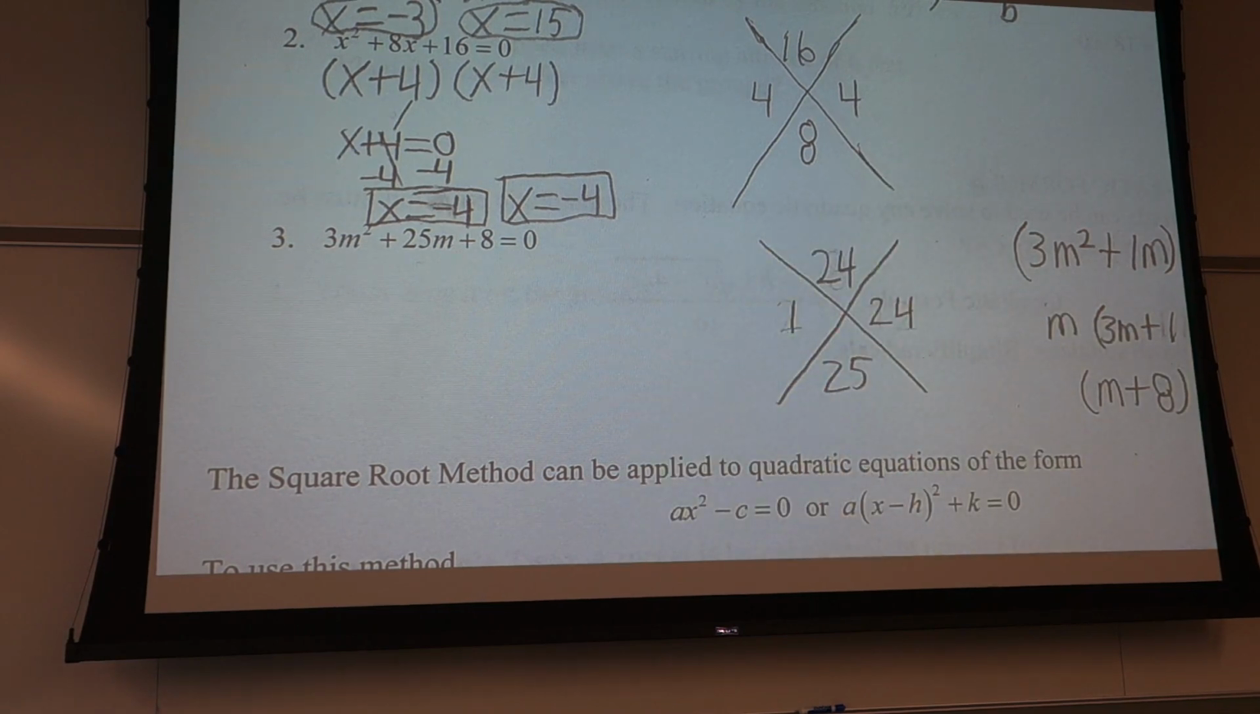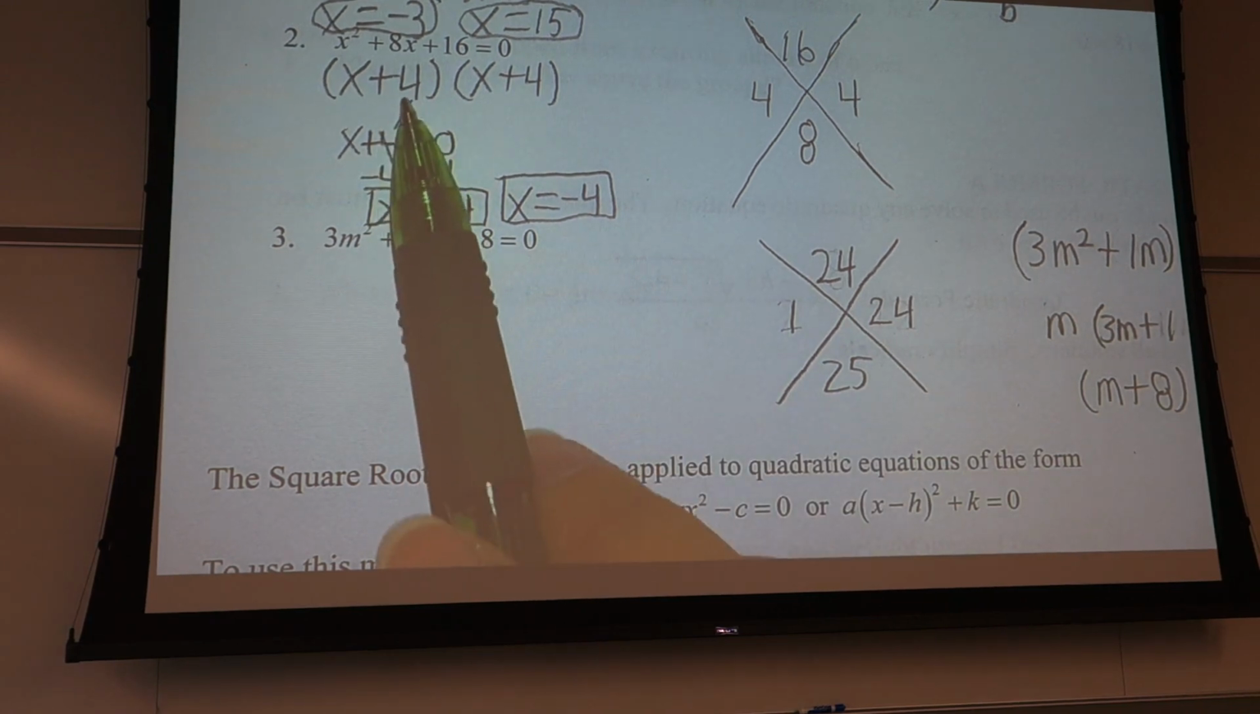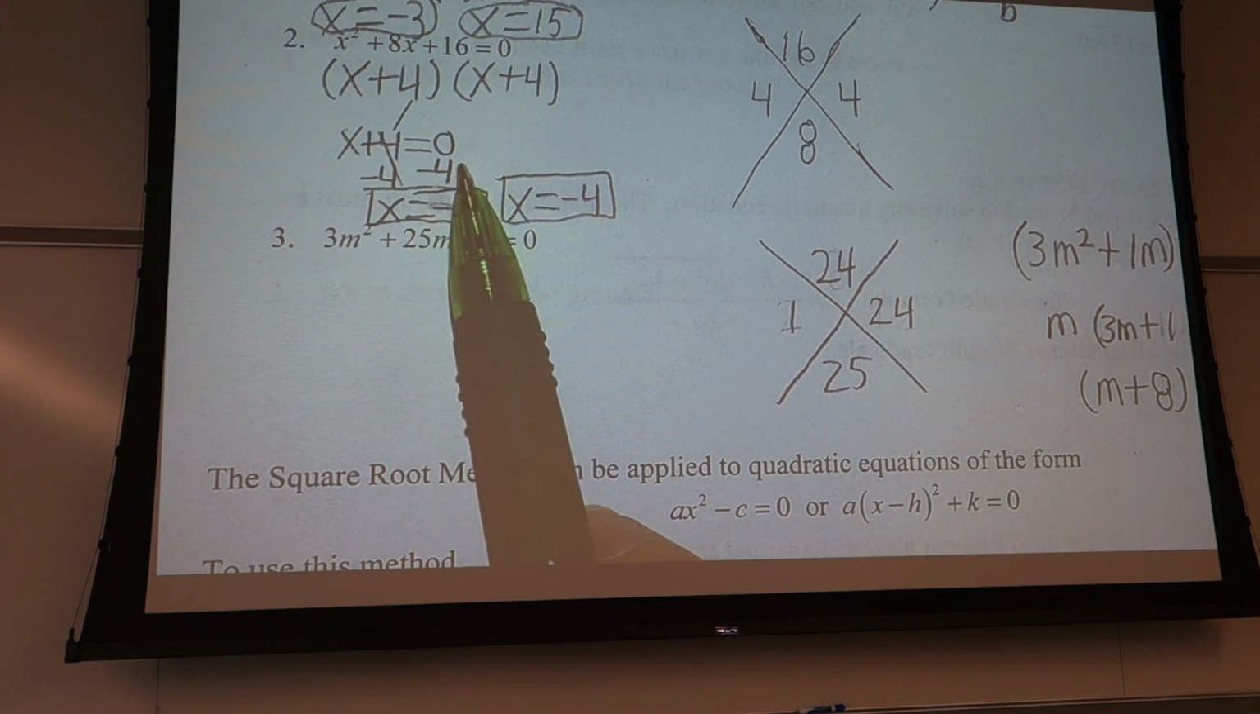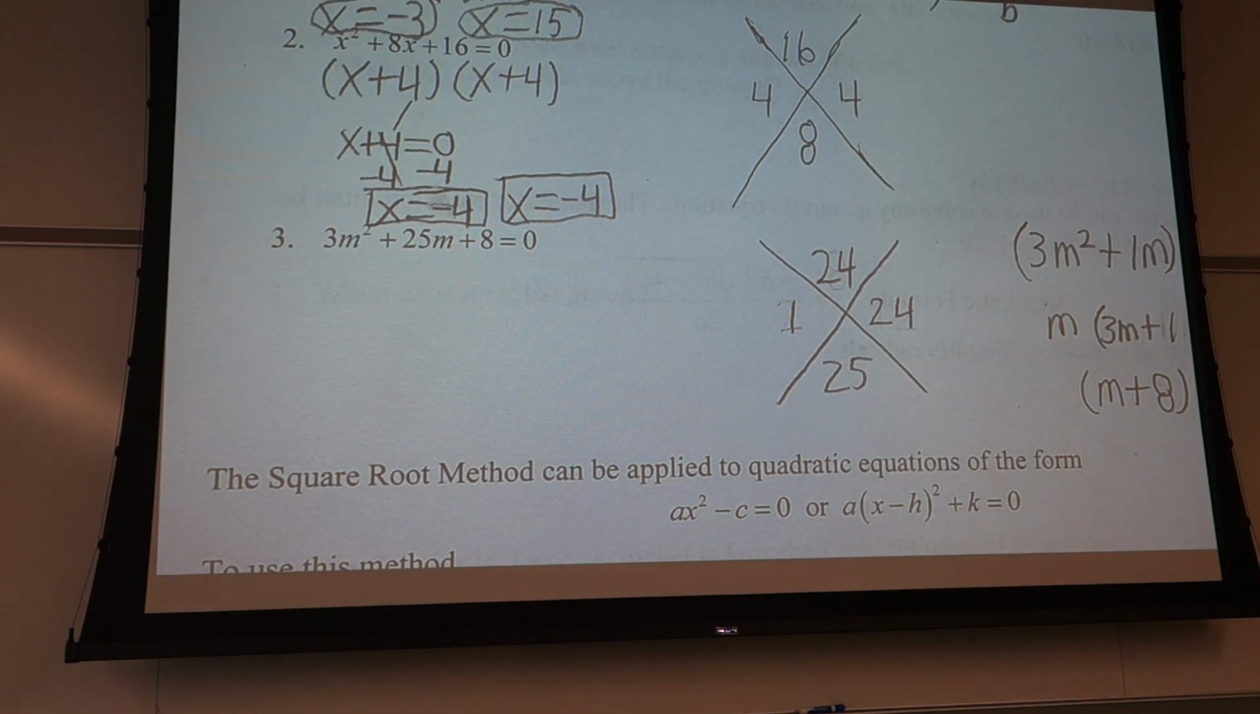I subtracted 4, and from 0 I got negative 4. Okay, so you said this one is equal to 0, subtracted 4 from both sides, and you got x is negative 4. Okay? And since both are the same, both equal the same. Okay, sounds good.